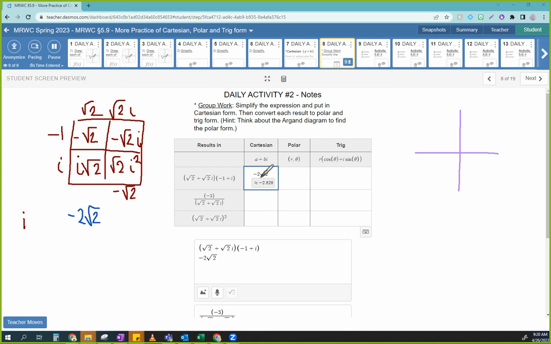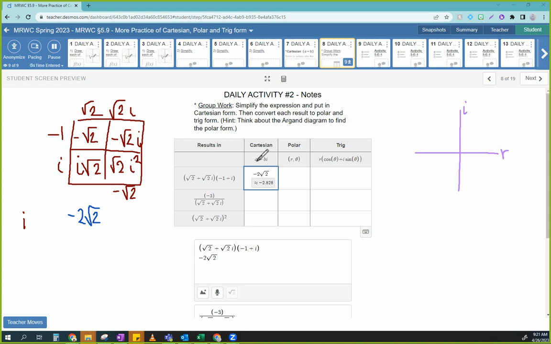Where does this go? Where is negative 2 root 2? Where does negative 2 root 2 show up? So remember that this is your real axis and this is your imaginary axis. According to negative 2 root 2, I don't have an imaginary part. So where do I go for negative 2 root 2? It says it's about negative 2.8.